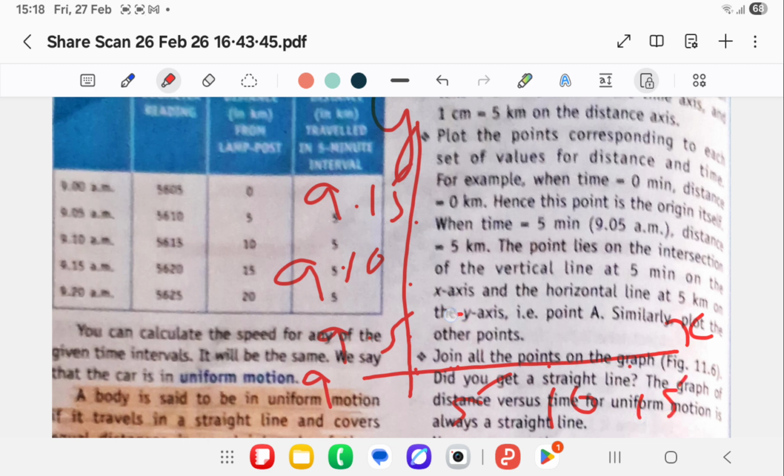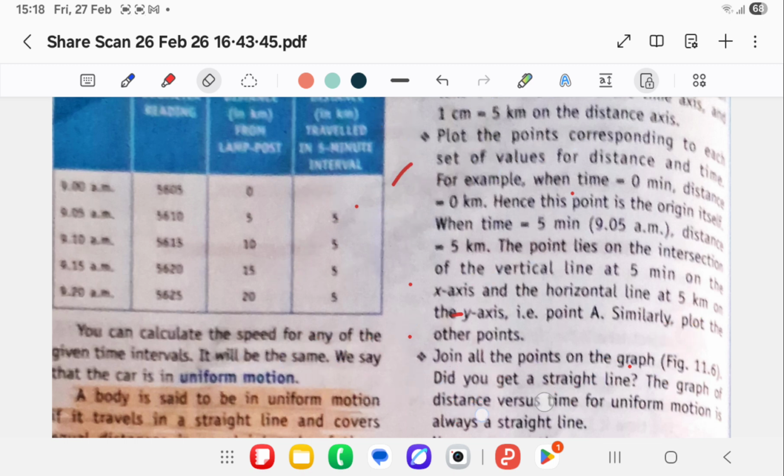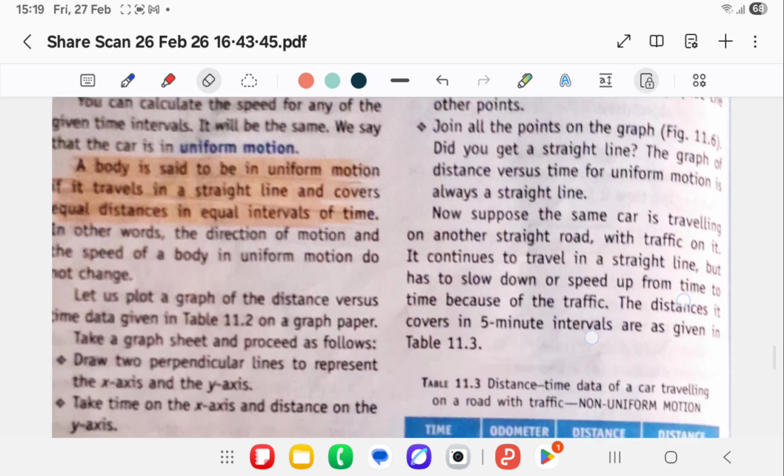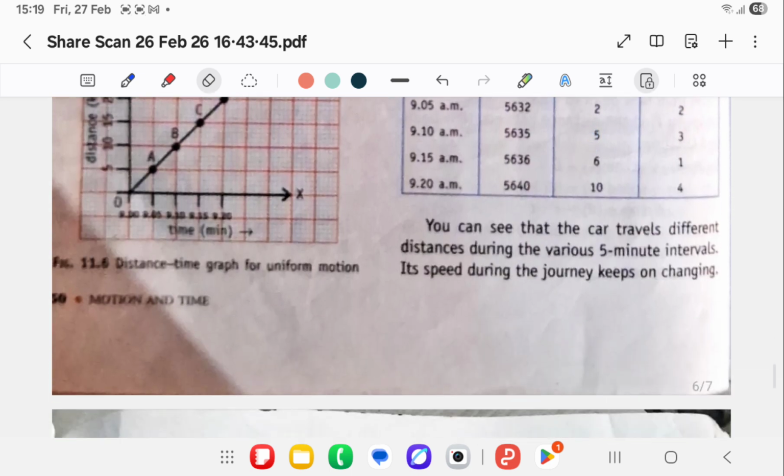Now if we draw the graph of it, you will always get a straight line. If we are covering uniform distance in equal time, then it is said to be uniform motion. That means in a particular time gap you are covering the same distance. If the distance covered in the particular time keeps changing, it is said to be non-uniform motion.